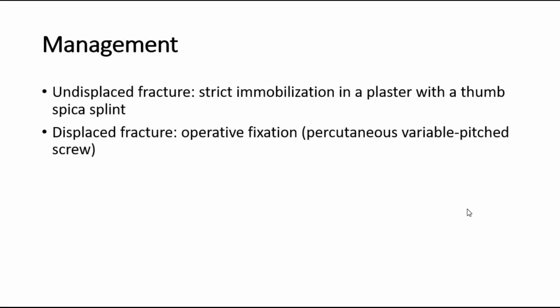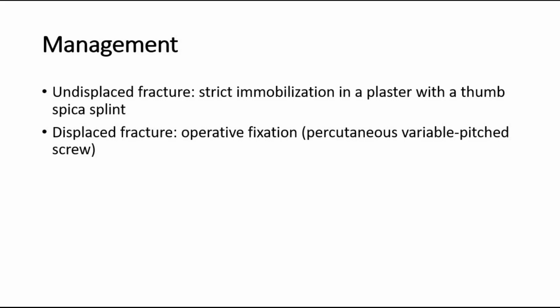For management, the treatment of scaphoid fractures is determined by location of the fracture and degree of displacement. Undisplaced fractures can typically be managed with strict immobilization in a plaster with a thumb spica splint. However, undisplaced fractures of the proximal pole have a high risk of AVN. On the other hand, all displaced fractures should be fixed operatively.